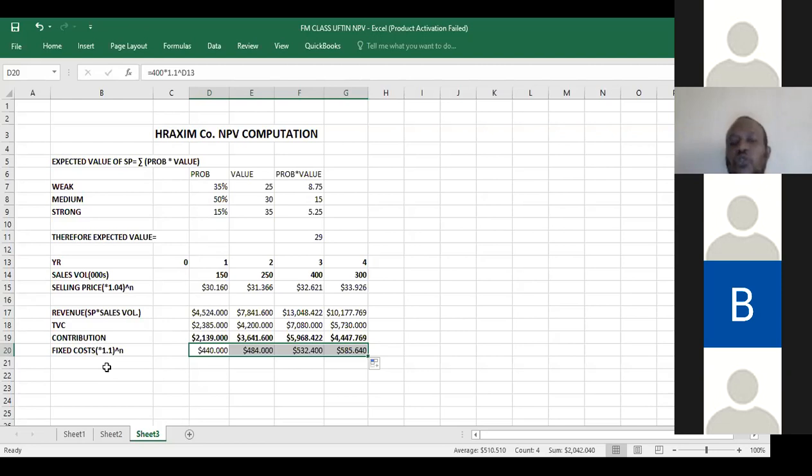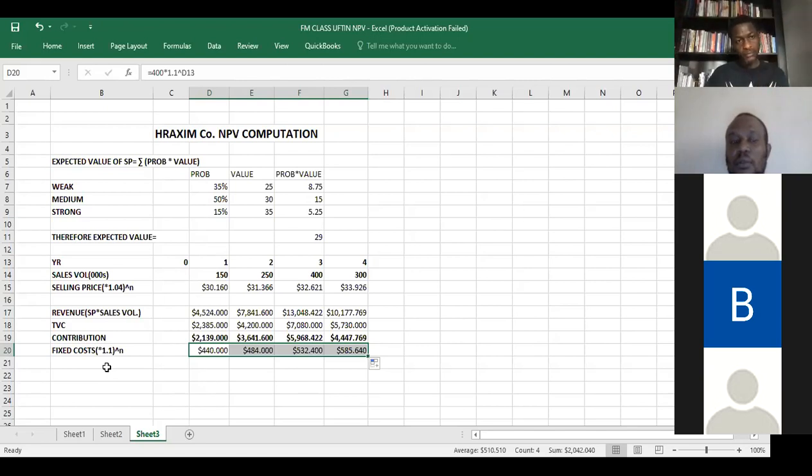So if they've given you the fixed cost in the first year, that means you already have the fixed cost in the first year inflated. So all you need to do is to start inflating from year two. So year two will be raised to power one. So it will be n minus one for each year. So year three will be raised to power two. Year four will be raised to power three. Do you get the point I made?